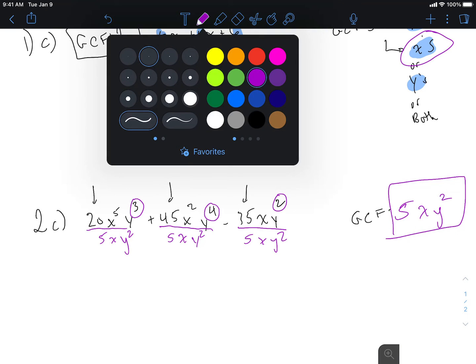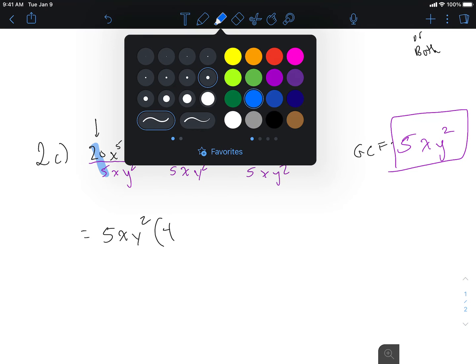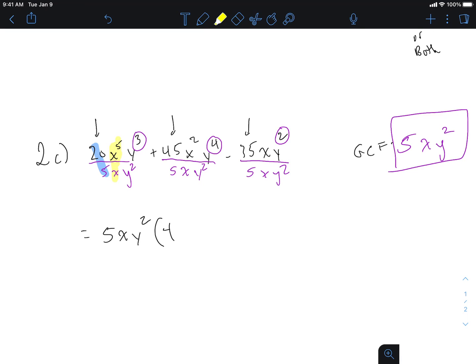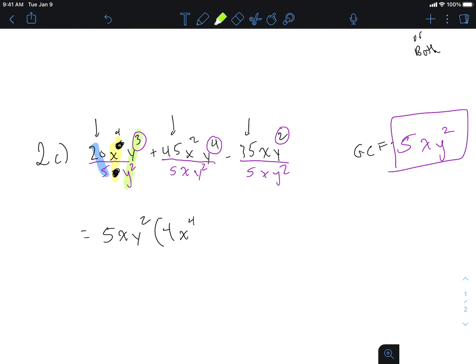Once you have that, you write it out front. You're essentially removing that factor, 5xy squared, from each of those 3 terms. So you remove it by writing it out front, and then ask what's left after I've removed it. You do the math now. 20 divided by 5 is 4. The 1x in the bottom will cancel with one of the x's in the top, so I get x to the 4. Then the y's: there are 2 y's in the bottom and 3 y's in the top, so 2 y's cancel and you're left with 1 y.